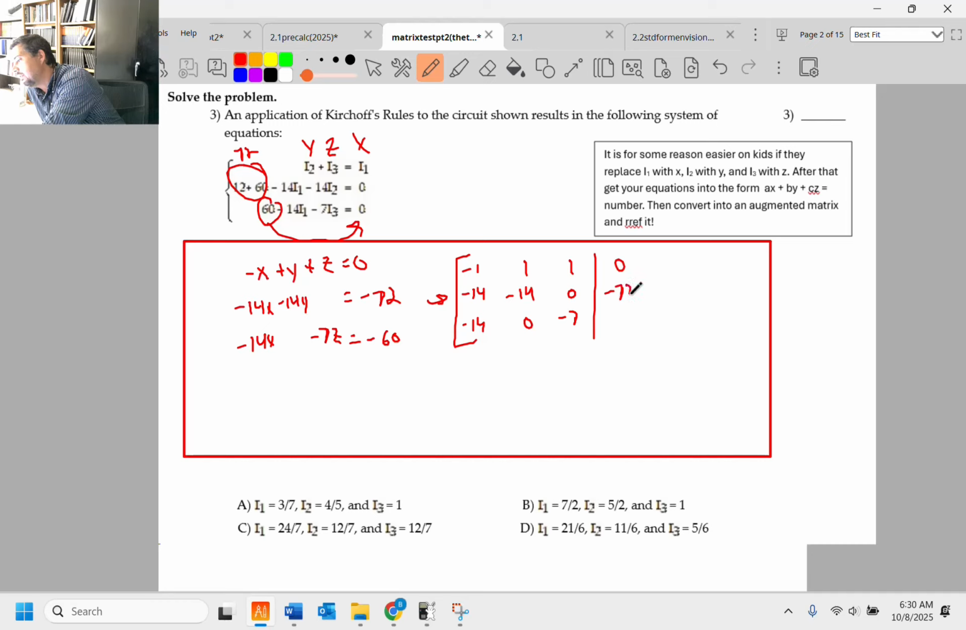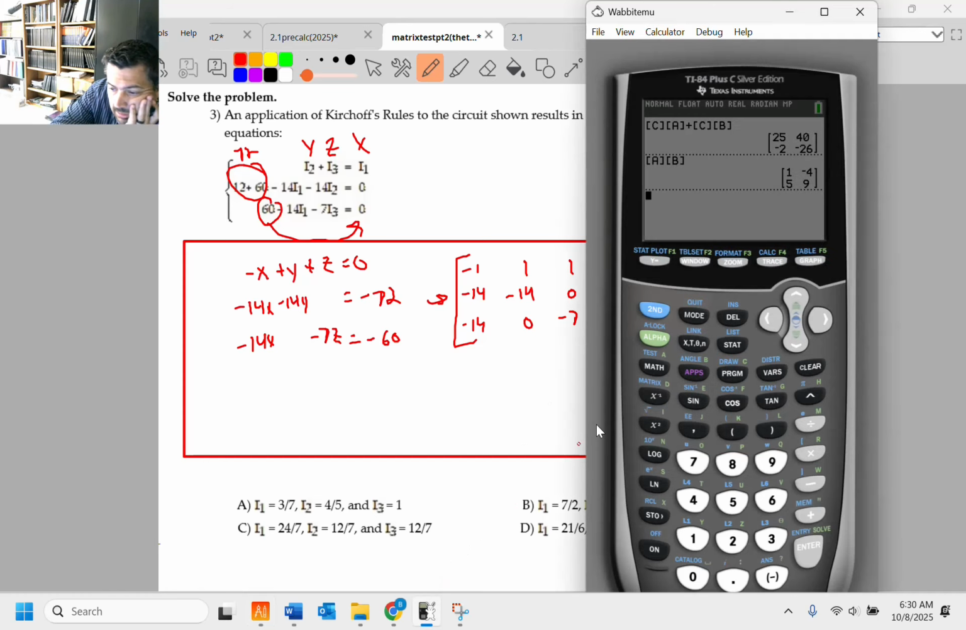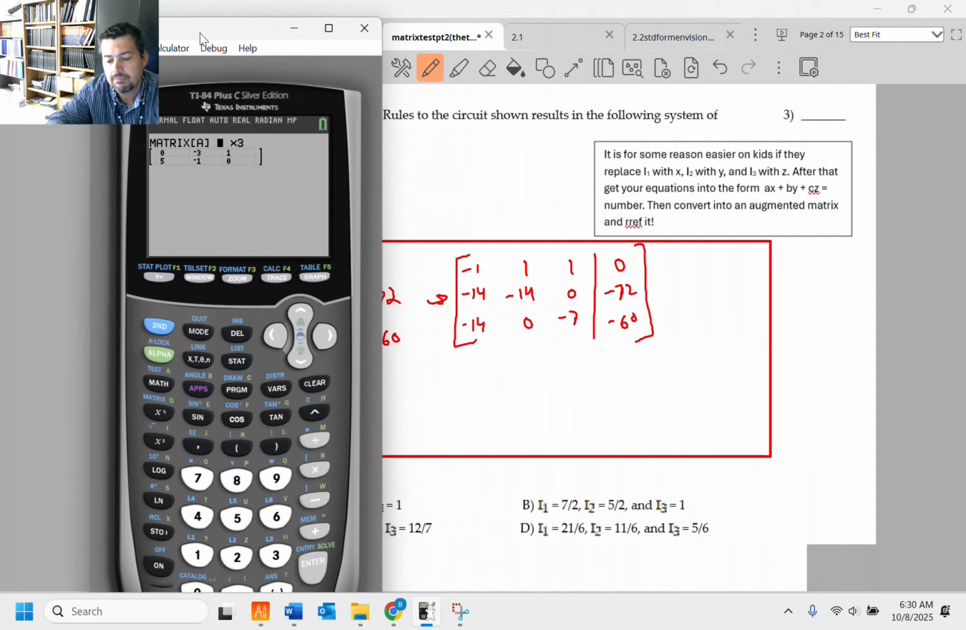And once I've got the augmented matrix done, I'm ready to go push buttons in a TI-84. Right? That's kind of the deal. All right, so second matrix. Oops, I had the wrong button there. Second matrix, edit. I believe she is a 3x4. She looks like a 3x4.